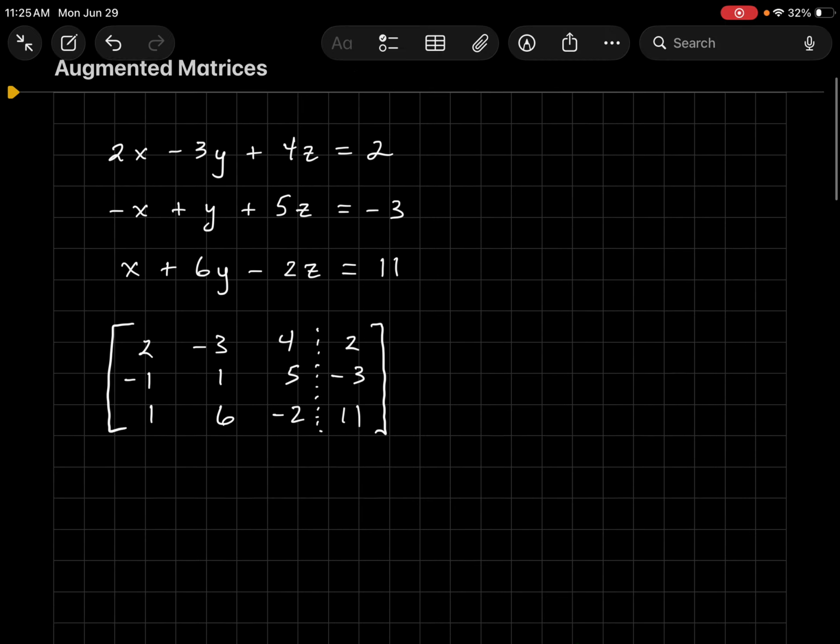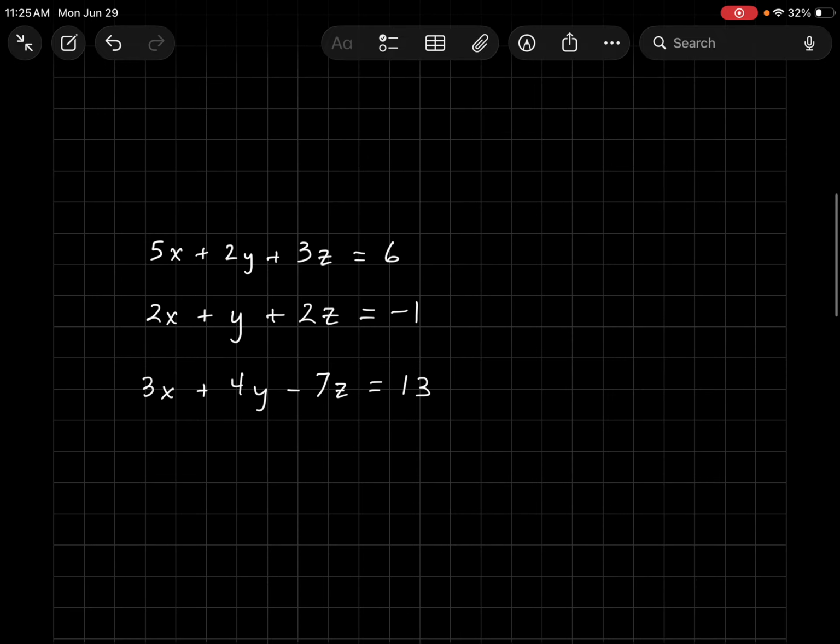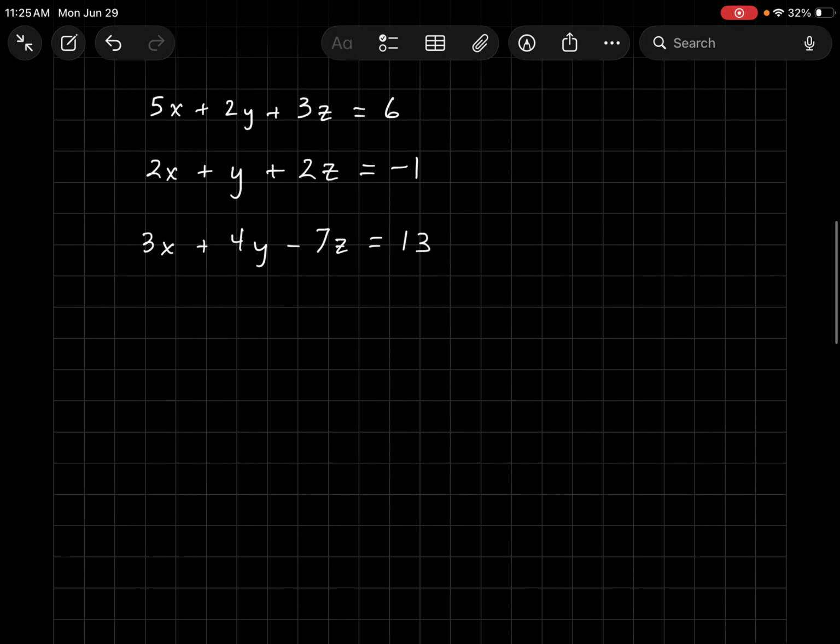Let's do another example. Let's say we have the system of equations 5x plus 2y plus 3z equals 6, 2x plus y plus 2z equals -1, and 3x plus 4y minus 7z equals 13. Can you write the augmented matrix that corresponds with this system of equations?